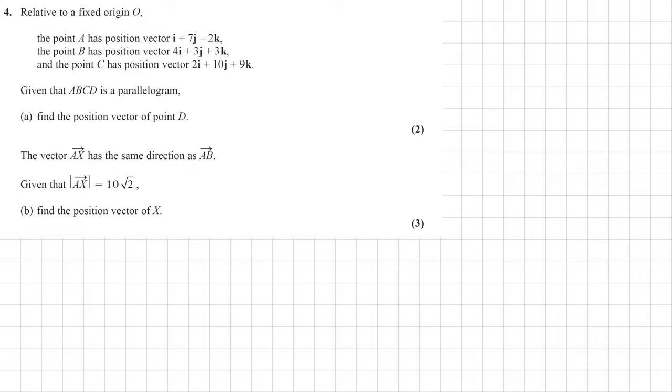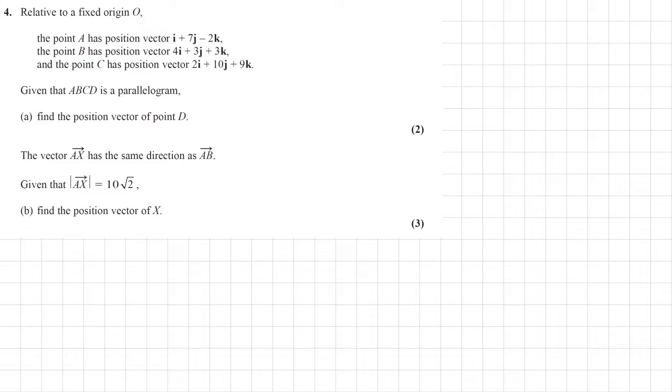Question 4. Relative to a fixed origin O, the point A has position vector i plus 7j minus 2k. The point B has position vector 4i plus 3j plus 3k. The point C has position vector 2i plus 10j plus 9k. Given that ABCD is a parallelogram, what we need to do in part A is find the position vector of point D.